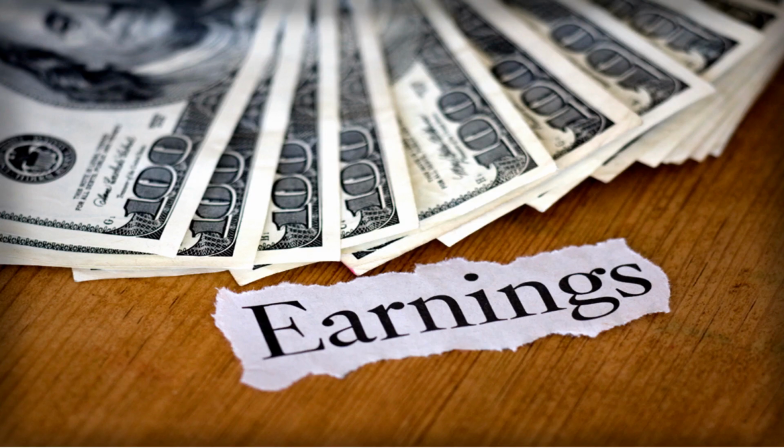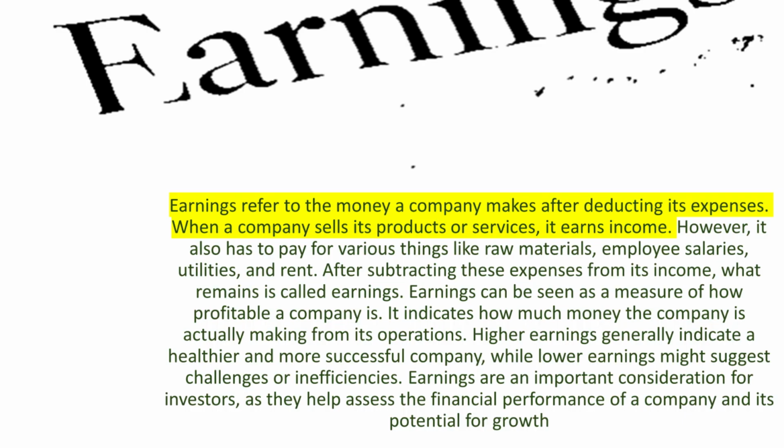Earnings refer to the money a company makes after deducting its expenses. When a company sells its products or services, it earns income. However, it also has to pay for various things like raw materials, employee salaries, utilities, and rent. After subtracting these expenses from its income, what remains is called earnings. Earnings can be seen as a measure of how profitable a company is. It indicates how much money the company is actually making from its operations.